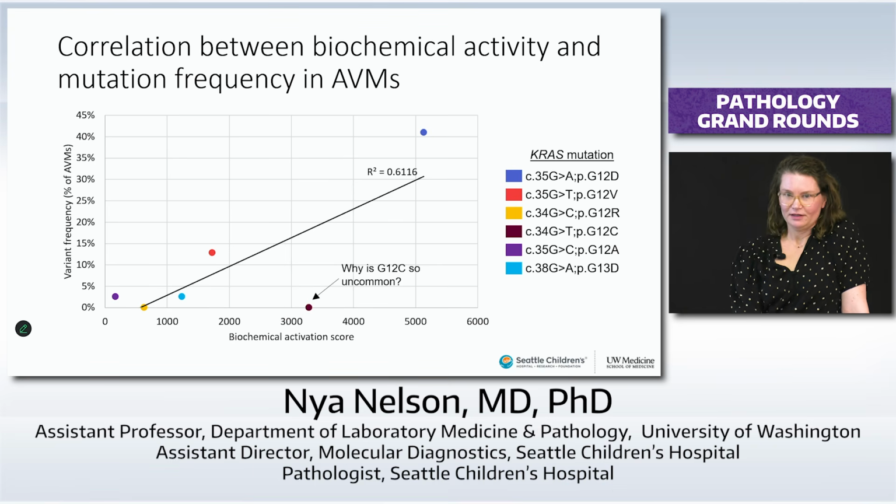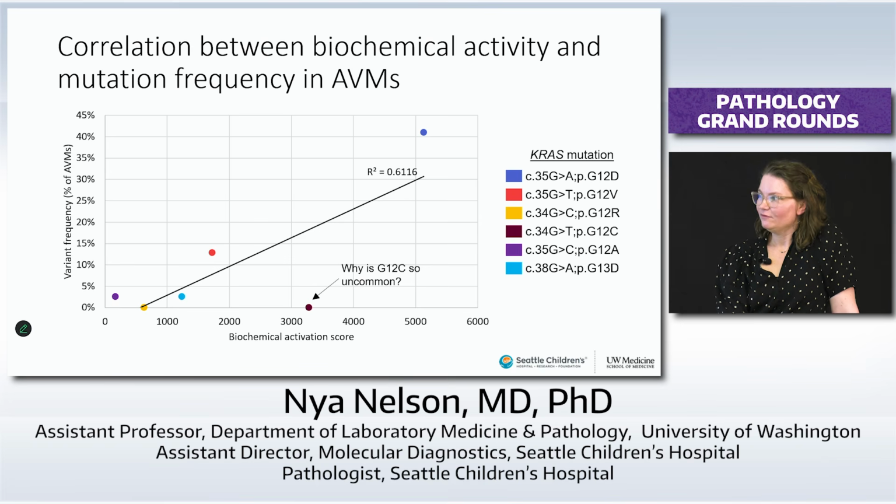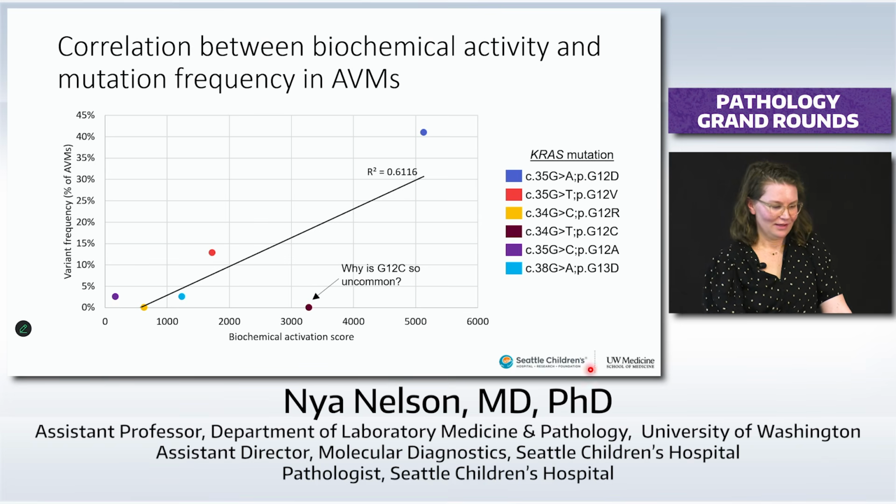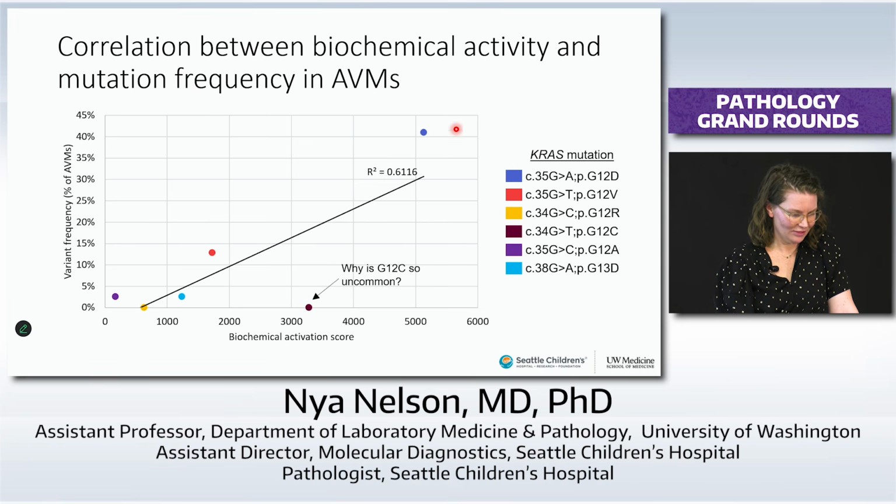Here I've made the same plot, but instead looking at our AVM variants. And again, the most activating variant in KRAS, this G12D variant, is also the most common within AVMs, while less activating variants like G12A are less common. And a recurrent theme as we go through some of these developmental KRAS lesions is that G12C, despite being very activating, is very uncommon in these pediatric lesions.